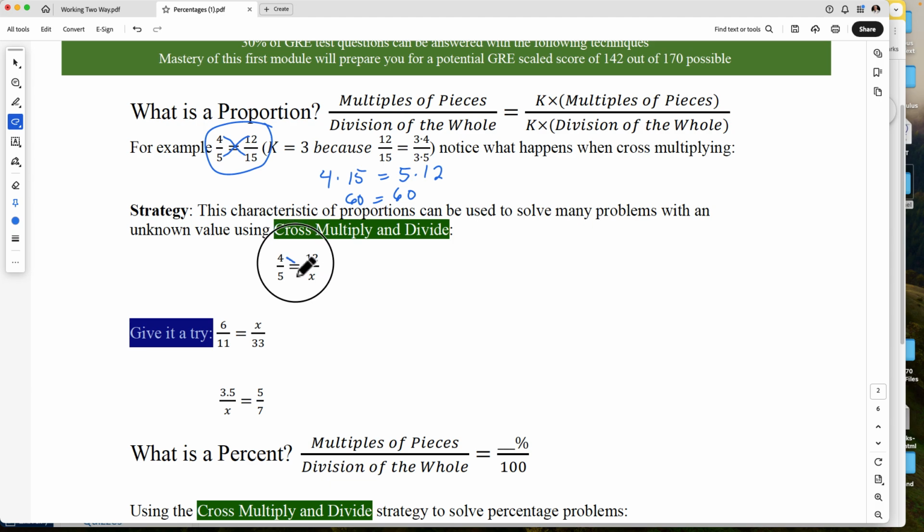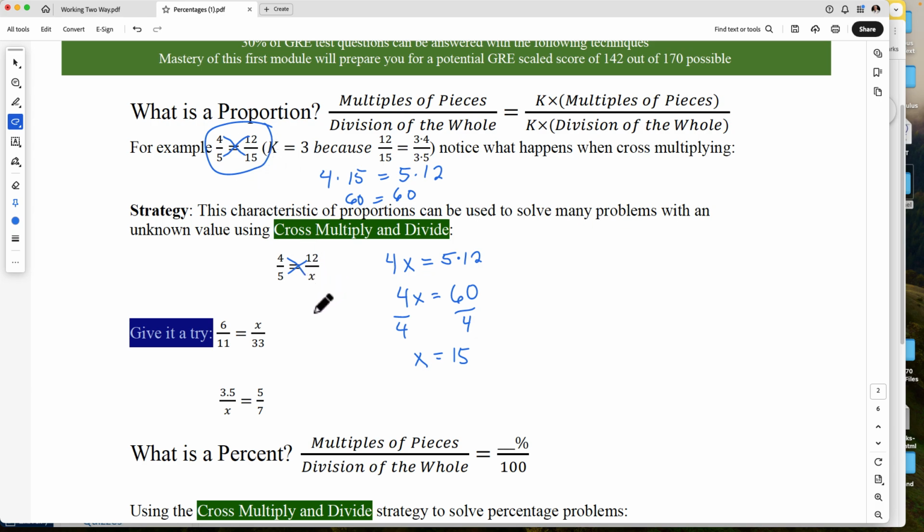So we can cross multiply 4x, 5 times 12. So 4x equals 60. And then we've just finished the solving equations, right, from chapter 2. Hopefully, or at least we went over it. So how do we finish solving for what x is? We divide by 4. Good. And 60 divided by 4, as we saw up here, is 15. And we saw up here, 12/15 is equal to, so x has to be 15.